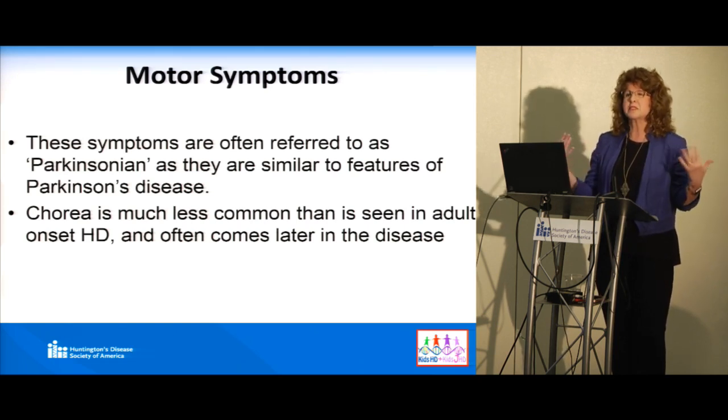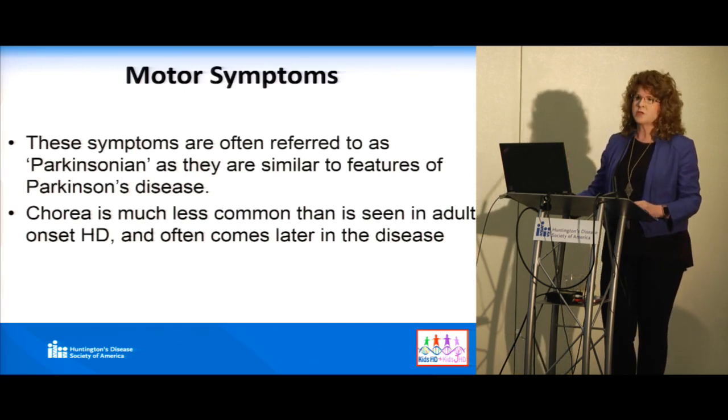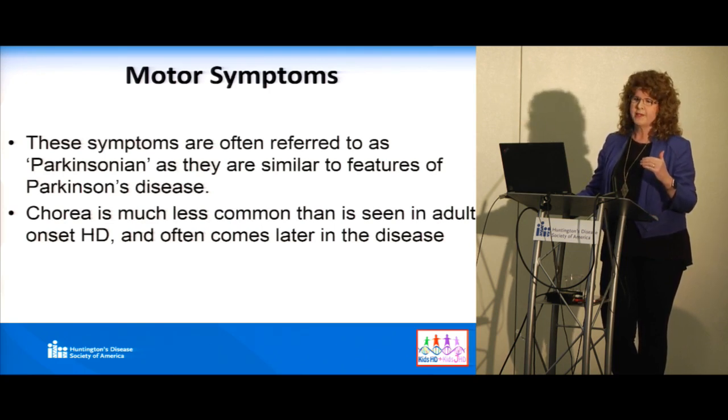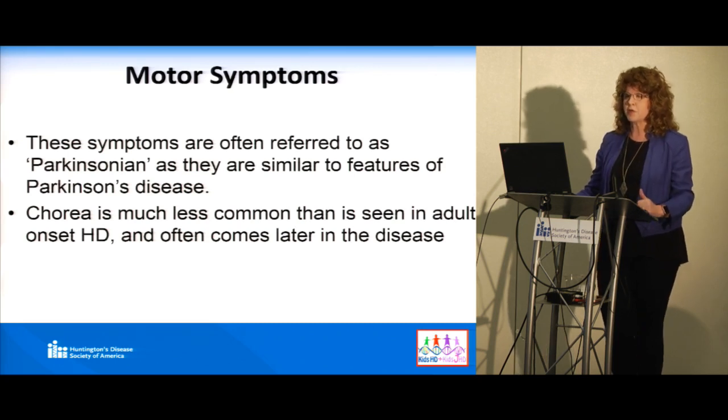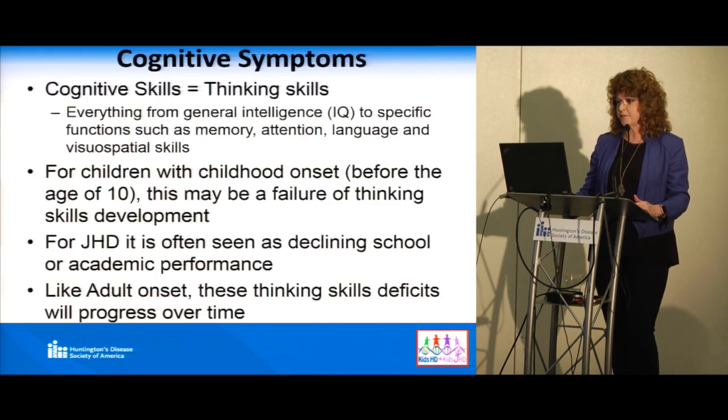So that's one of the biggest differences in terms of the clinical symptoms between adult onset and JHD. Now, chorea can happen in JHD, and bradykinesia and hypokinesis can happen in adults. There's crossover, but these are just generalities.